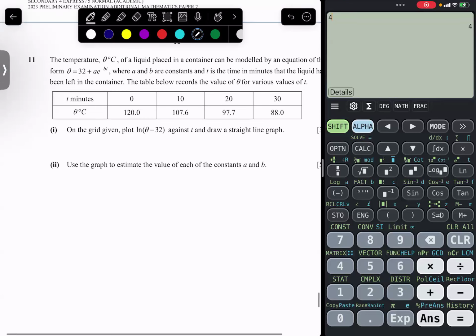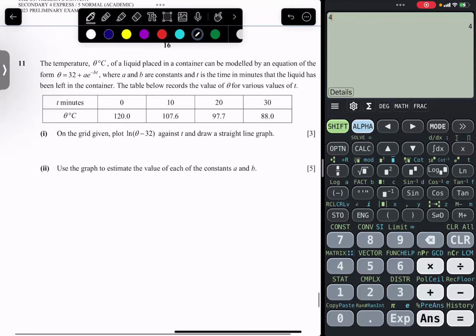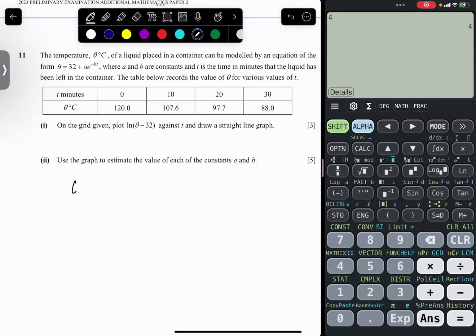Okay, so then we have the equation, right? Theta equals to 32 plus A e to the negative bt. Okay, so we have to plan first, right? Since they want to plot ln(theta minus 32) against t, the logical step will be to take theta minus 32 equals to A e to the negative bt.